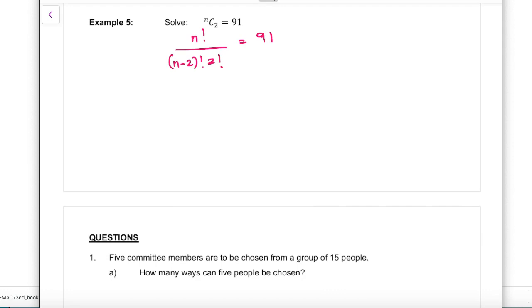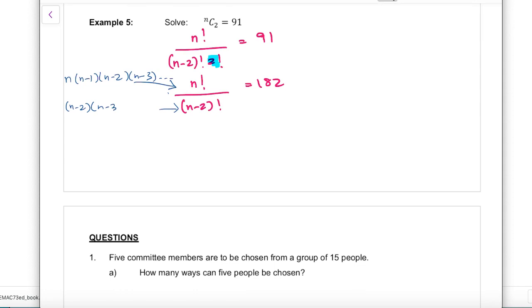Now, thinking about solving this, I'm going to multiply everything by 2 to get rid of this 2 factorial. So I've got n factorial over n take 2 factorial equals 182. Now, remembering that n factorial is just n times n take 1 times n take 2 times n take 3, etc. And n take 2 factorial starts from n take 2. So we can remove some of this, which leaves n times n take 1 as our numerator, equaling 182.